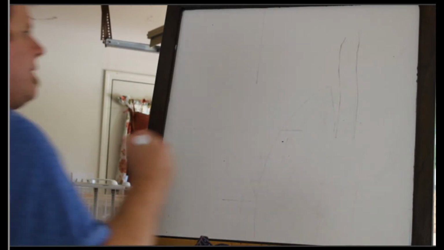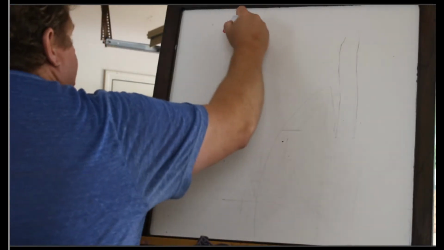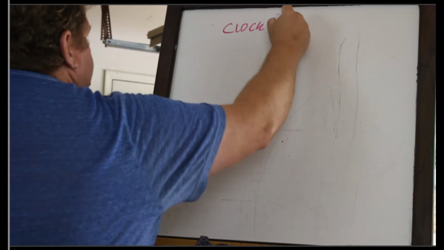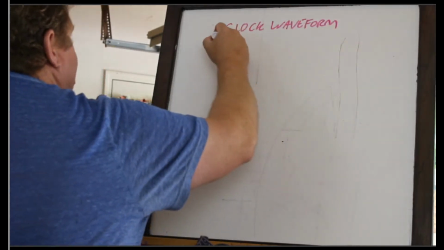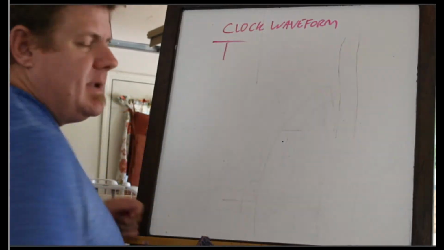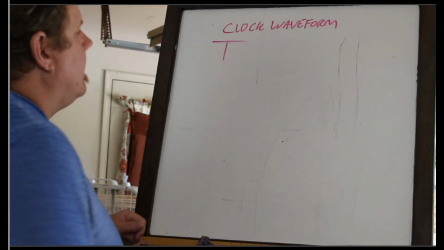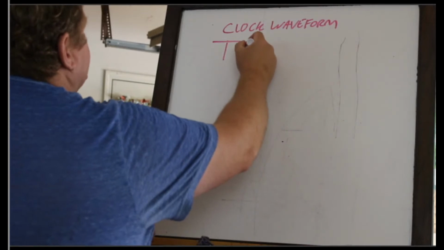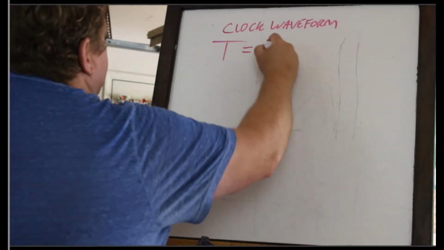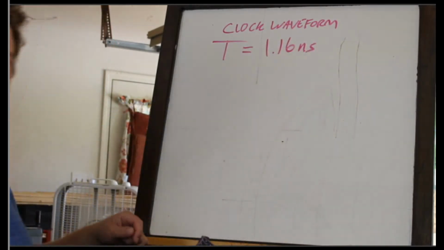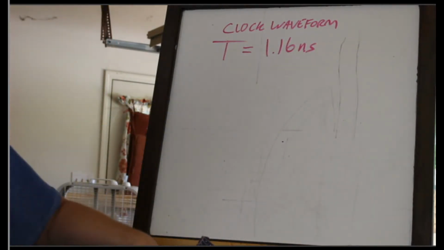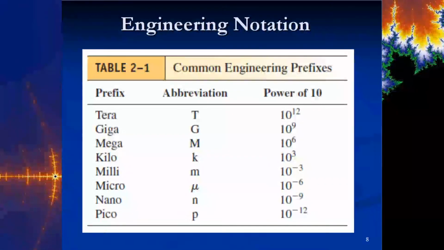So I have my clock waveform, which has a period, and I use capital T for period. So capital T, the period, is 1.16 nanoseconds. Okay, so if I switch back over here, nano.